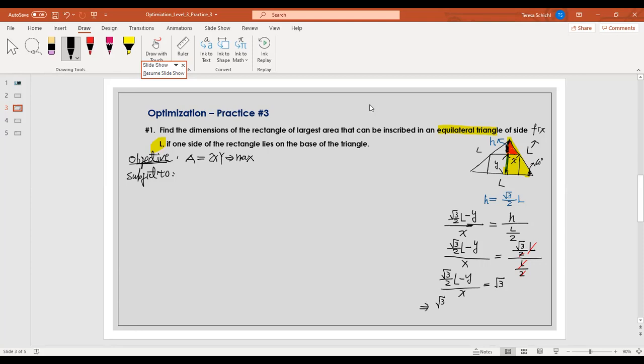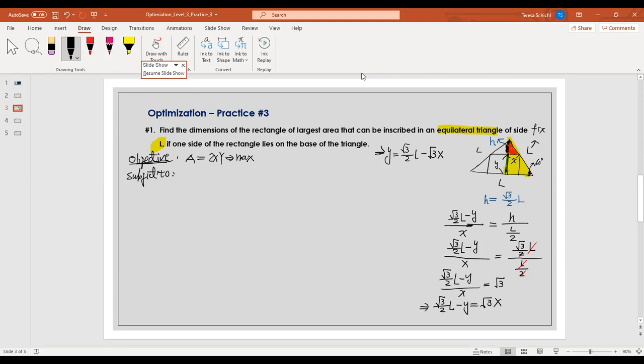Okay, so we get the square root of 3, and now I can do a cross product. So I have the square root of 3 over 2 times (L minus y) is equal to the square root of 3 times x. So now I can solve for y. If I move things up here, then I know y is equal to the square root of 3 over 2 times L, minus the square root of 3 times x.